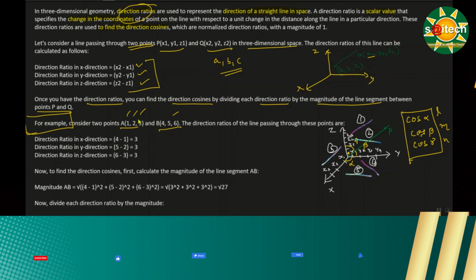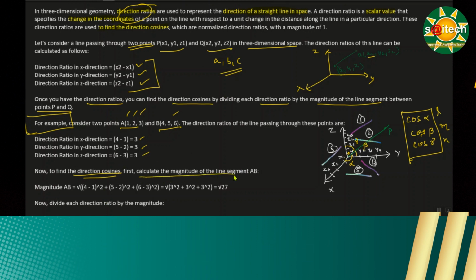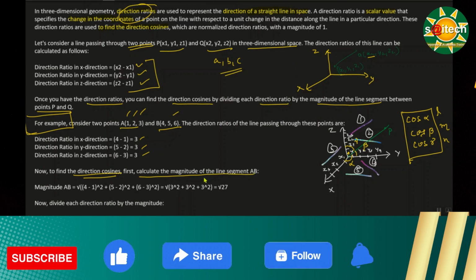Very simple. x2 minus x1, 4 minus 1, 3. y2 minus y1, 5 minus 2 is equal to 3. Similarly, 6 minus 3 is equal to 3. Now, we need to find out the direction cosine, is it not? So, for which, what we are supposed to do? First, calculate the magnitude of the line segment AB.